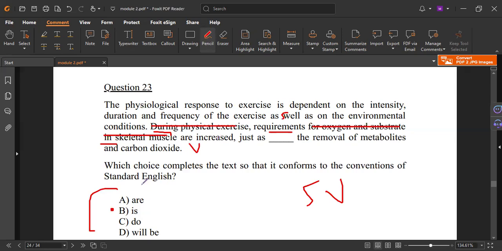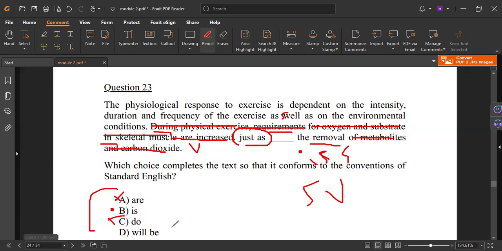Okay. So what I'm looking for, my subject, is not in this part. So delete all of it. Just as here, as the removal of metabolites and the carbon dioxide do what? So as it is, because removal here is singular, because this is a preposition phrase. This is your subject. That's why. So it's singular, so that is wrong. Here, it's plural because do, not does. Wrong. Now we have a problem.